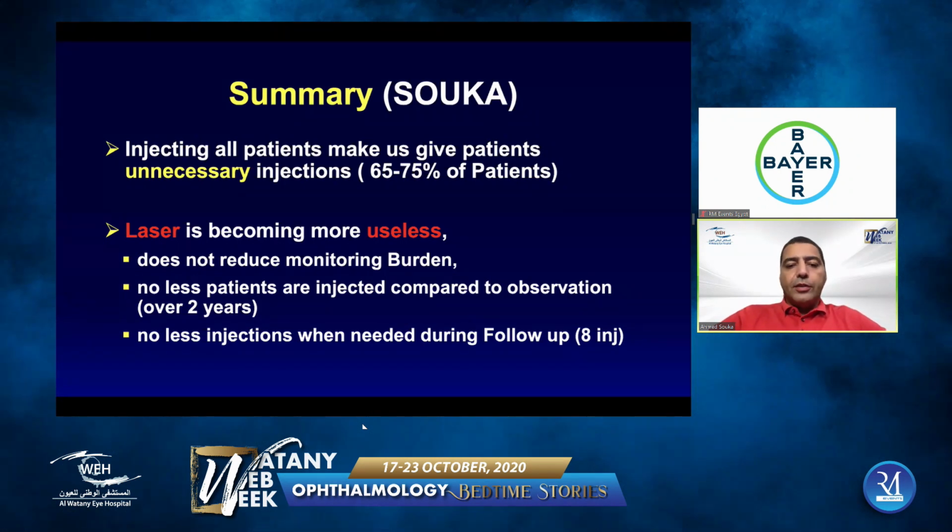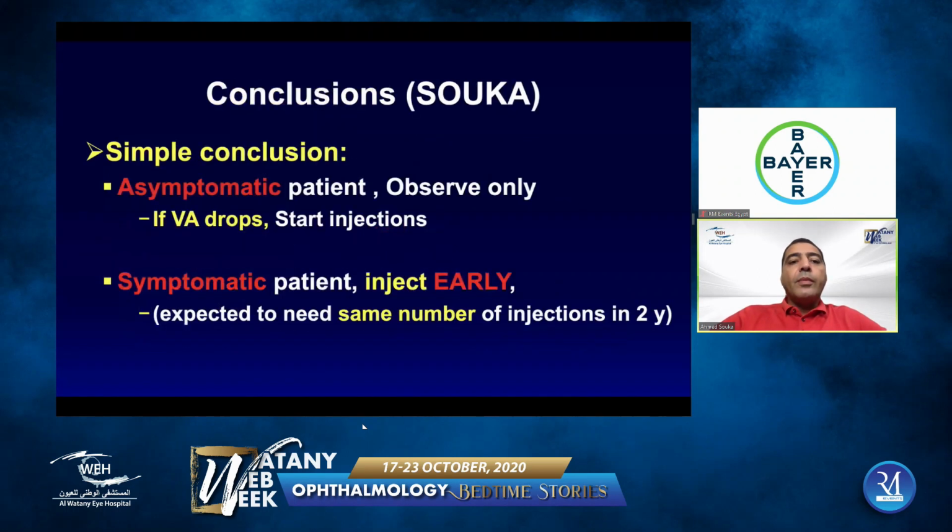You still have to monitor vision. Not fewer patients are injected in comparison to observation, so you're not reducing the number of patients here. Also, not fewer injections are used in the follow-up when the vision actually drops. Again, it's the 8 injections. Again, these are my conclusions, not the DRCR. They left conclusions to us.